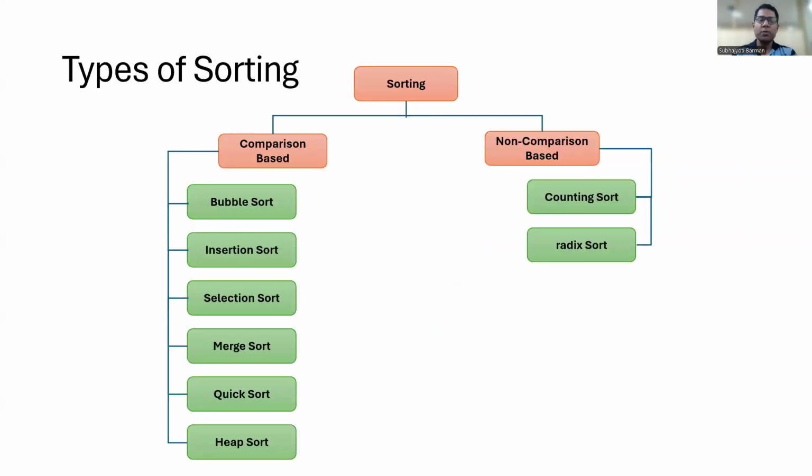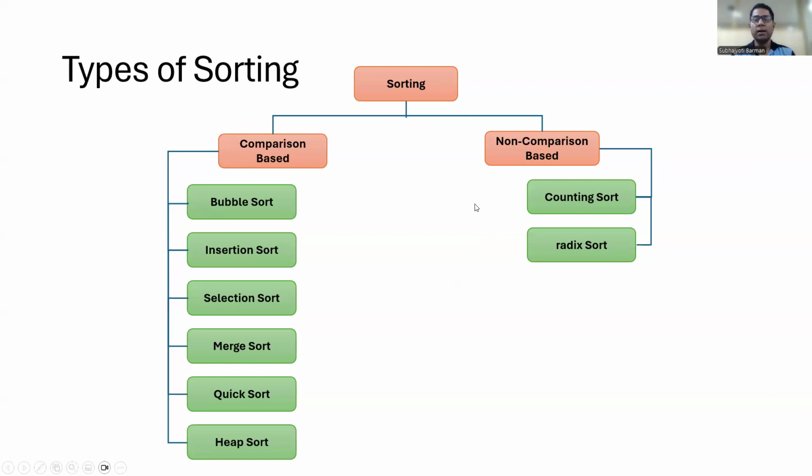So initially we will discuss the types of sorting algorithms. So multiple classification is possible, but one most popular classification is based on the comparison. Okay, so if element-wise comparison is required, then we classify those sorting algorithms as comparison-based sorting algorithms. So in this class, we have bubble sort, insertion sort, selection sort, merge sort, quick sort, heap sort. Okay, so element-wise comparison is required in this class of algorithm.